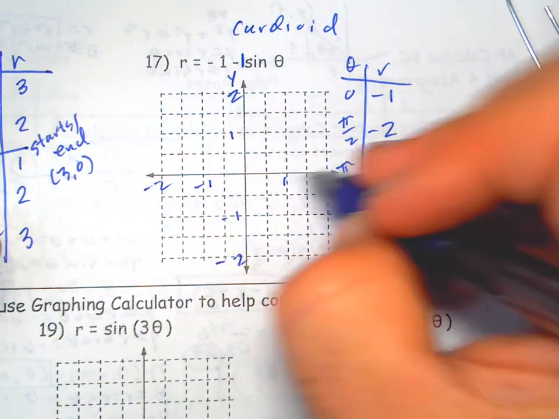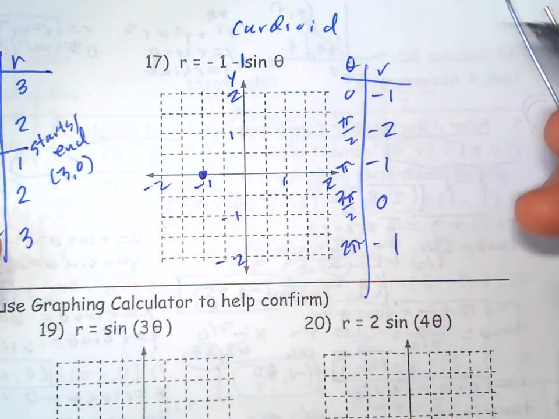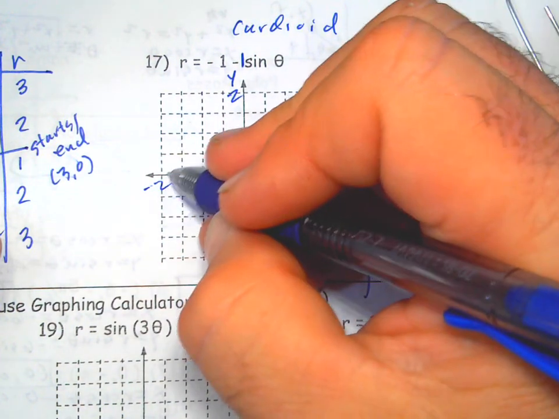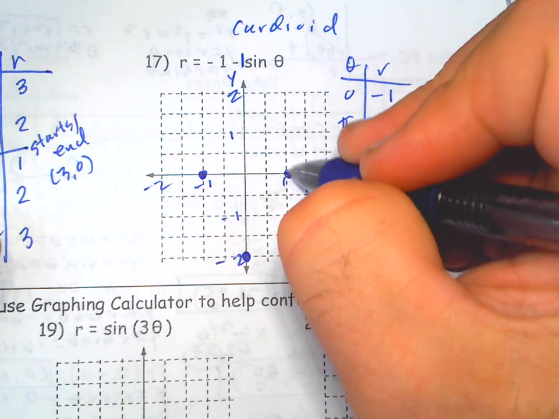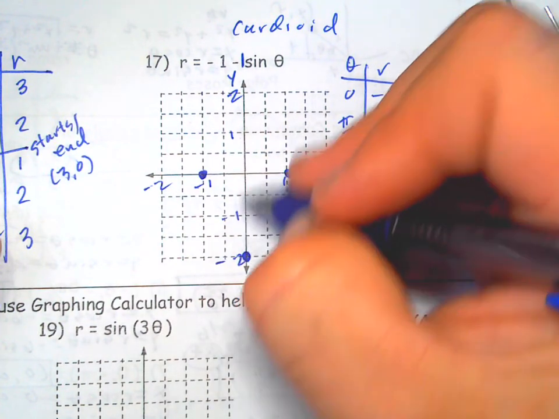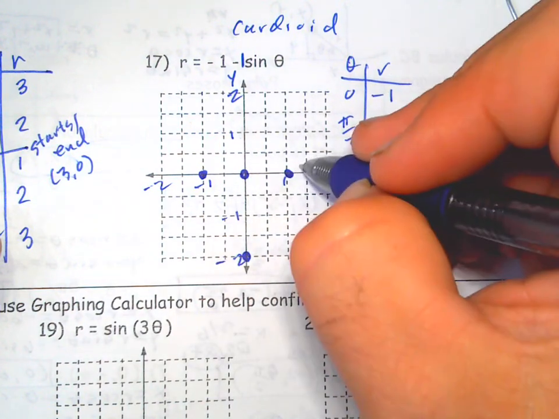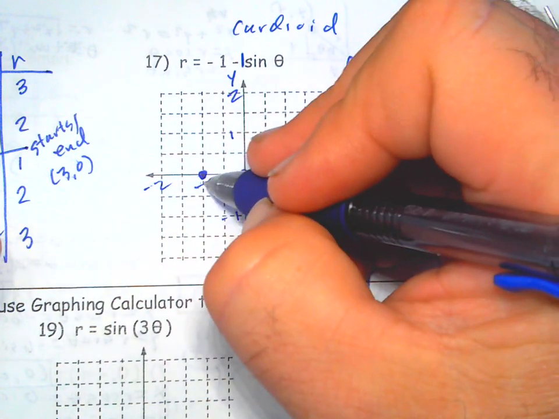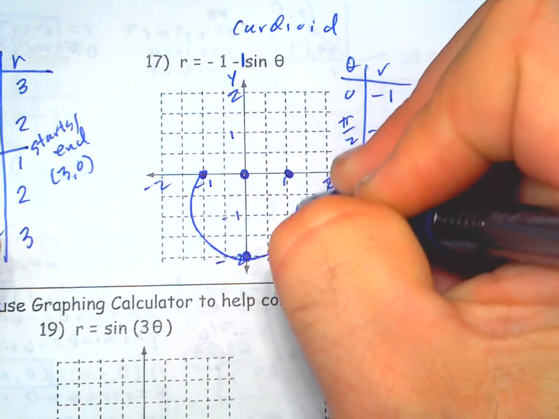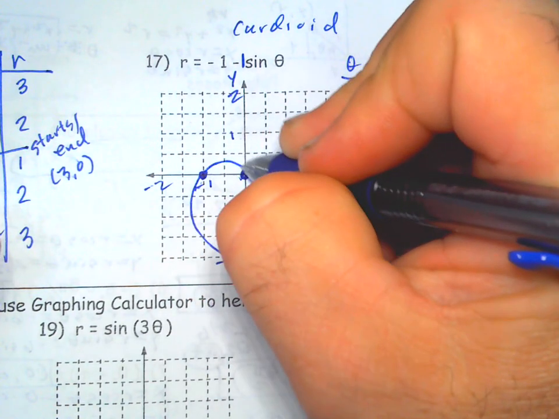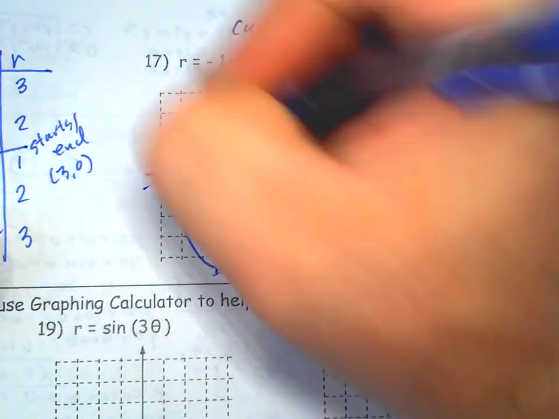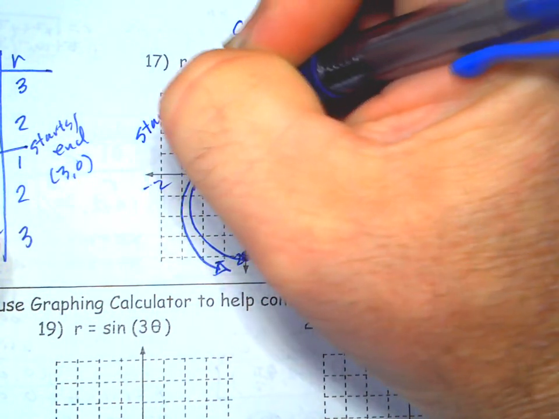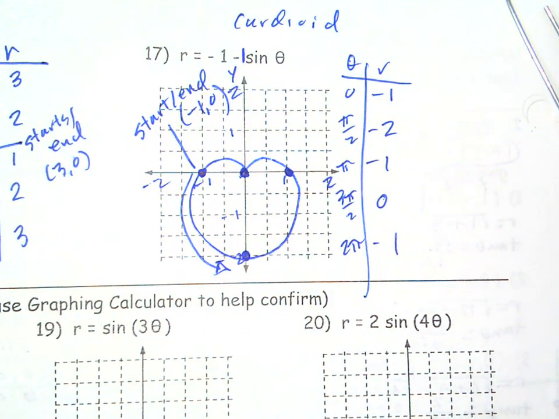All right, so at 0, -1, facing right, but you have a -1 radius. Pi over 2, -2 is going to be down here. Pi is going to be this way, but with a negative radius, going to be backwards. 3 pi over 2 is down here, but it has radius 0, and then 2 pi, back to -1. So you're starting here, and you're going this way. So that's the direction. This is where you start and end. So, nice quick sketch.